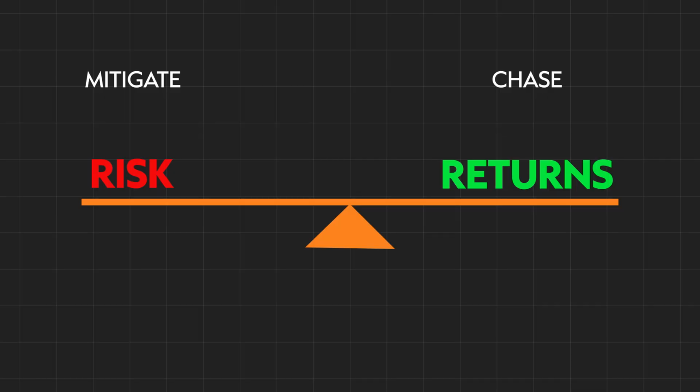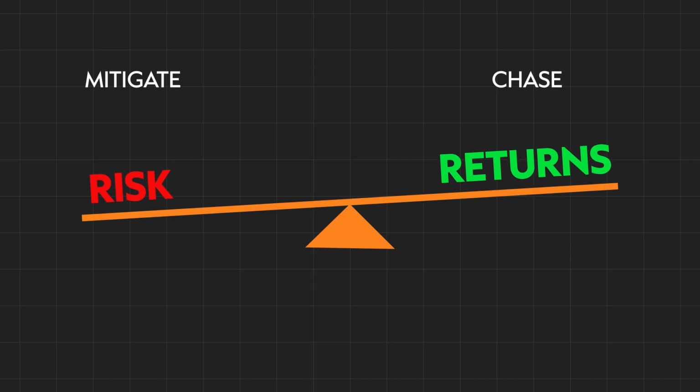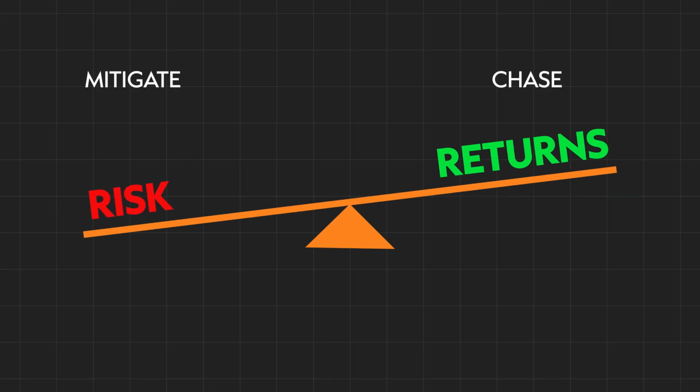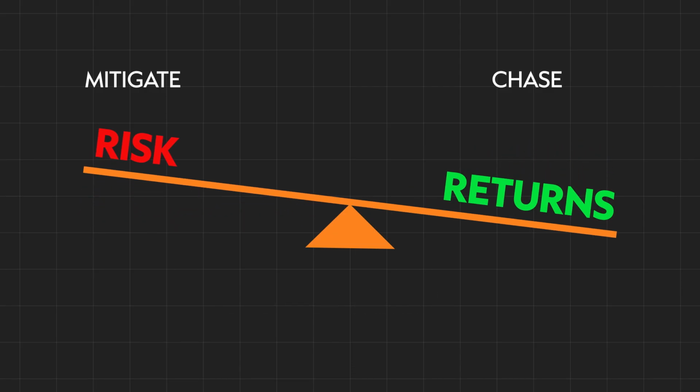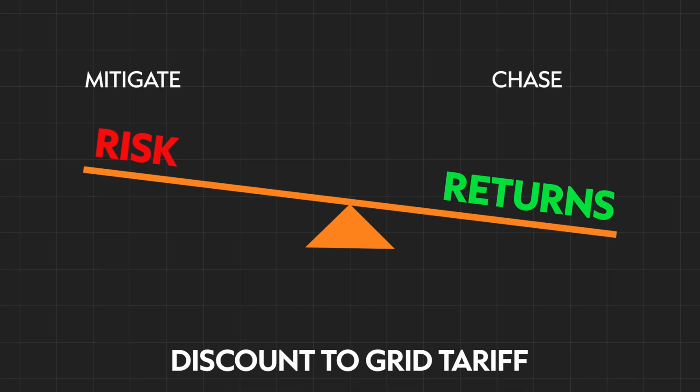Now, coming back to the pro tip that I talked about. If your management preference is to chase returns and take this meetha risk, then go for a fixed tariff structure and mitigate these risks through the PPA contracts. And if your management practice is to mitigate the risk rather than chasing the return, then blindly go for discount to grid tariff.